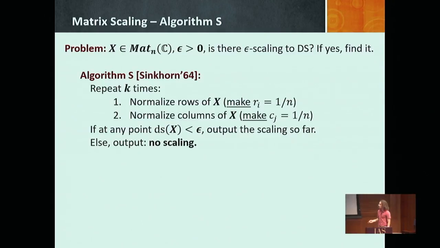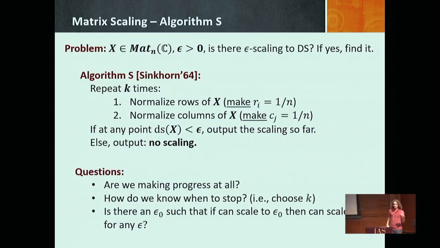And what is the algorithm? Well, Avi showed it to you: the algorithm by Sinkhorn, repeat k times. You normalize the rows, so you make all the rows 1 over n, and then you normalize the columns and you keep going. If at any point you get epsilon close to doubly stochastic, you output the scaling so far. Otherwise, you just keep going. If you never got close to doubly stochastic after k times, you output no scaling.